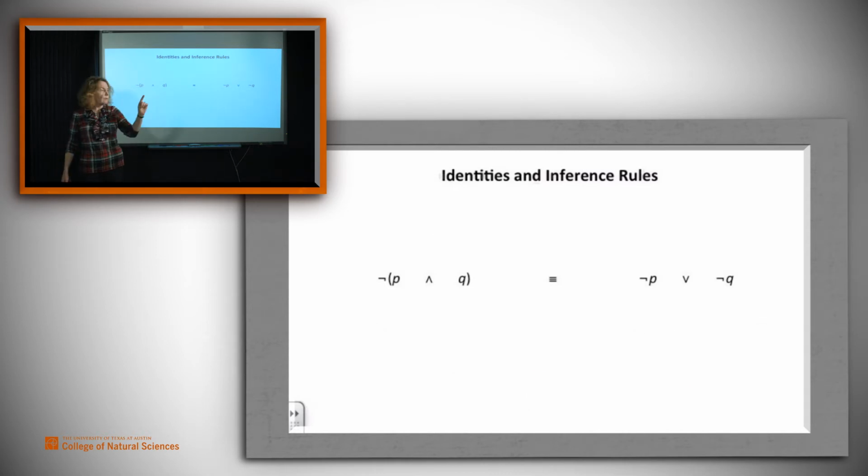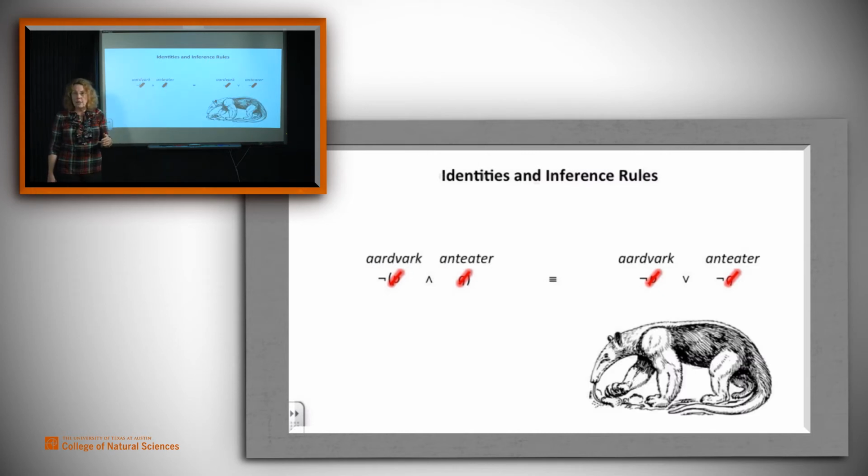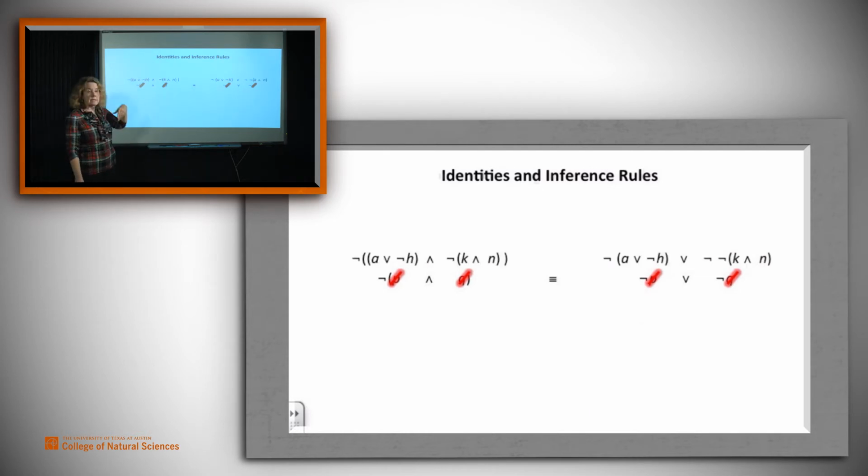Let's look at one of those three in particular and just see what we mean by that. So we have this De Morgan law: not (p and q) is equivalent to not p or not q. It's not true just of p and q. I can cross off p and q. I could put q and p, I could put them in the other order. I could put a and b. I could put aardvark and anteater. Or I could put a complex expression like this. It doesn't matter. The rule holds for any of these.